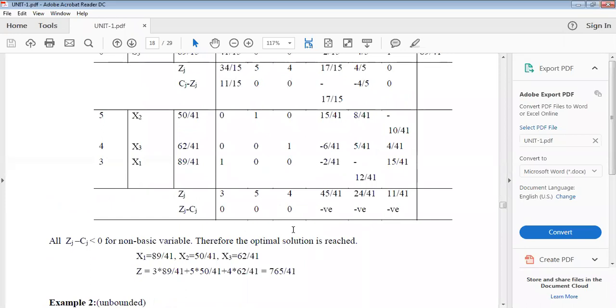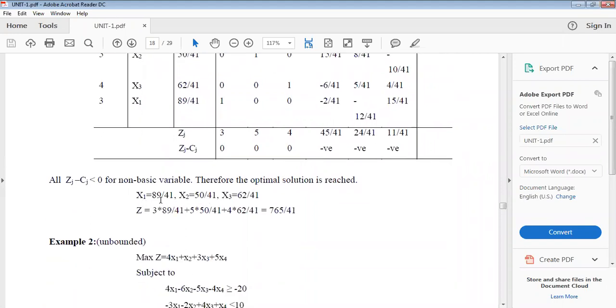So X1 is equal to 89 by 41, X2 is equal to 50 by 41, and X3 is equal to 62 by 41. So like this, you have to identify the values very carefully.